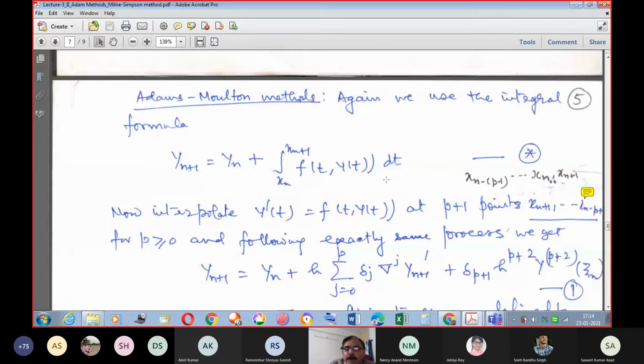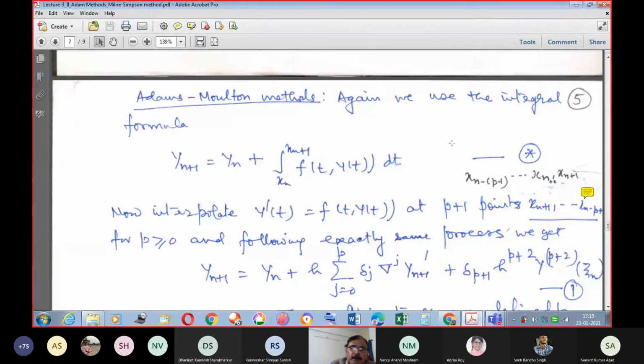Here we'll take the points xn. There we have taken the points from xn minus p to xn. Here we just shift it, means xn minus p minus 1 inside the bracket, or xn minus p plus 1 to xn plus 1. Here we moved in the forward direction. Means the points are, instead of xn minus p, from xn minus p minus 1 to xn plus 1. Means xn is already included.